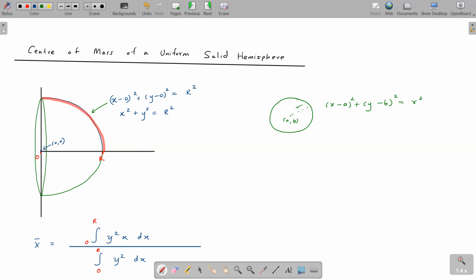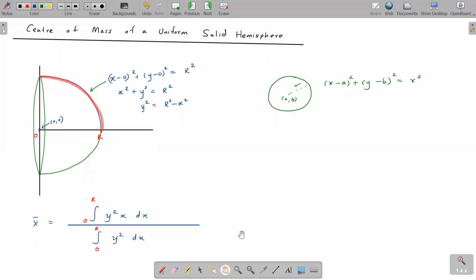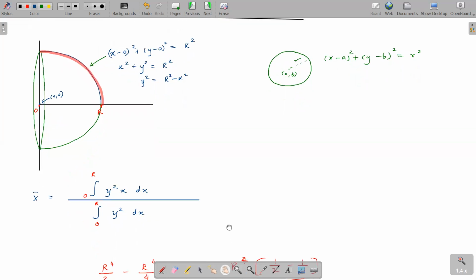Also, since you want to make y squared the subject, you can write y squared equals r squared minus x squared, because we want to input the y squared value, right, guys? So now we have everything that we need. All you have to do is substitute the y value into this equation. The y value from the main graph that you rotated has to be input here, and you can get the x bar answer, right, guys?